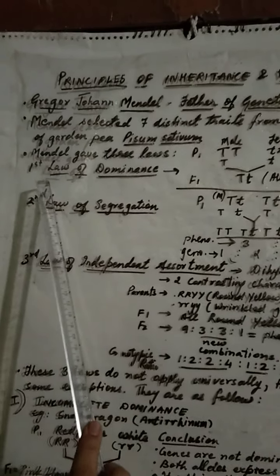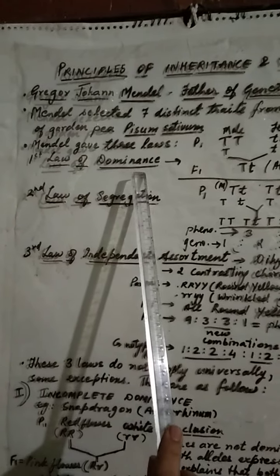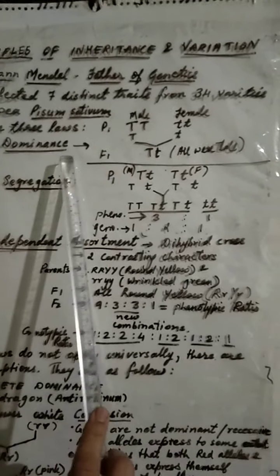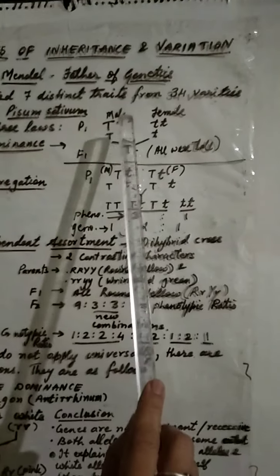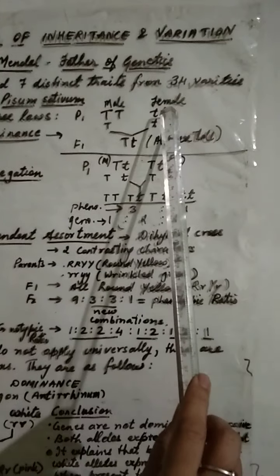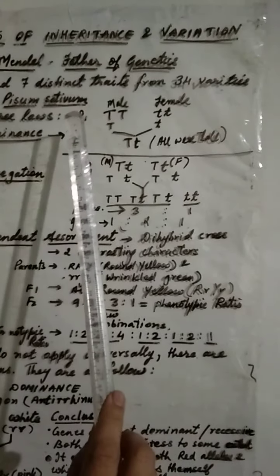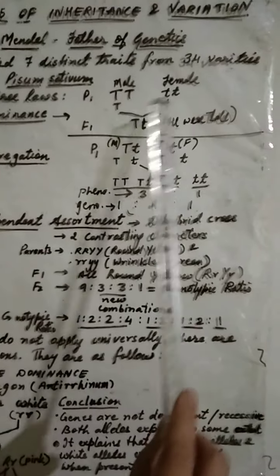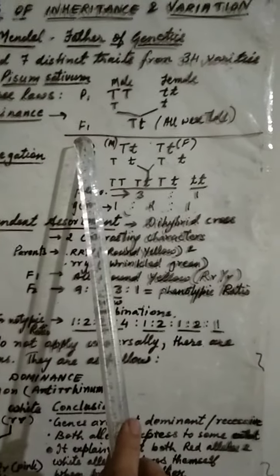The first law is called the law of dominance. This is a monohybrid cross. In this monohybrid cross, he has taken tall and dwarf characters. So this is the parental generation. When they were fertilized, what did we get? F1. In this F1, all were tall, but heterozygous tall.